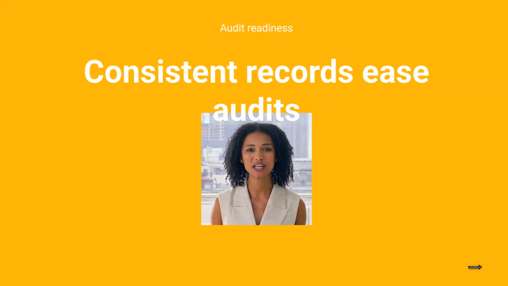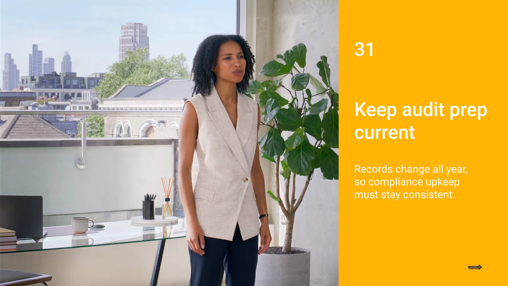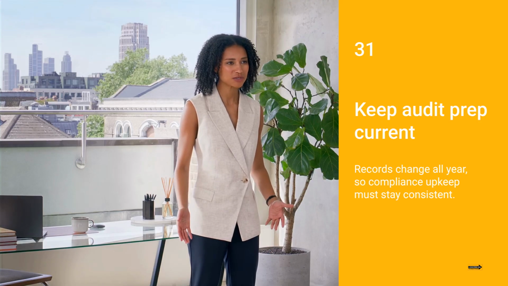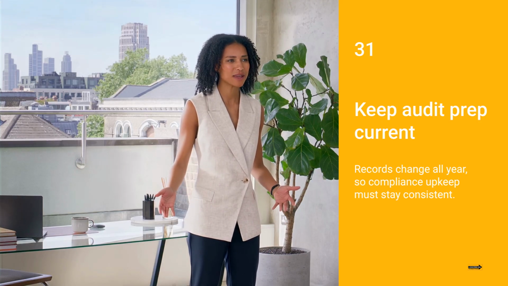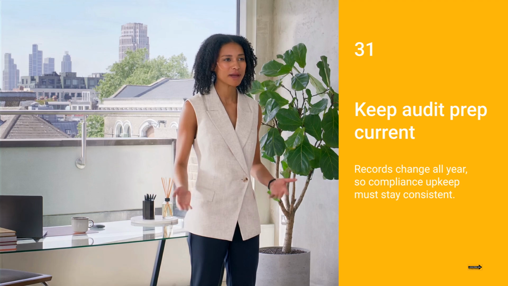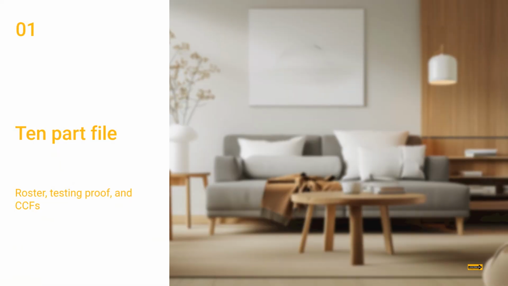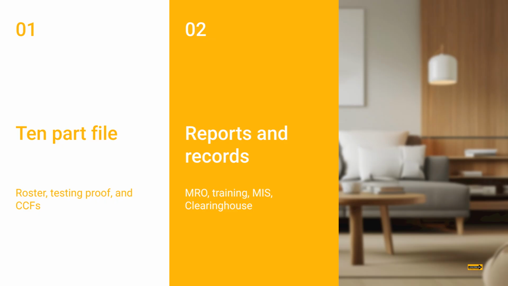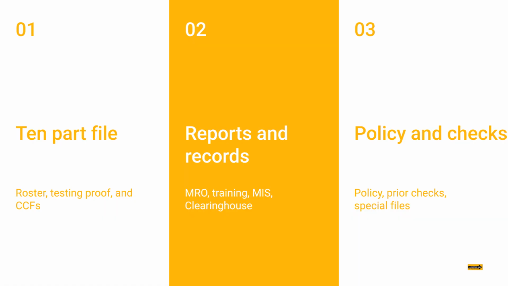An audit gets much easier when your records tell the same story from driver onboarding to random testing, clearinghouse reporting, and ongoing monitoring with no breaks in the chain. And that story changes all year. Drivers come and go, policies get revised, query calendars move, and testing records keep growing, so audit prep has to stay current. Think of it as one 10-part file: your roster, random testing proof, custody and control forms or electronic CCFs, MRO reports, training records, MIS reports, clearinghouse queries, your policy, prior employer checks, and any special testing files.